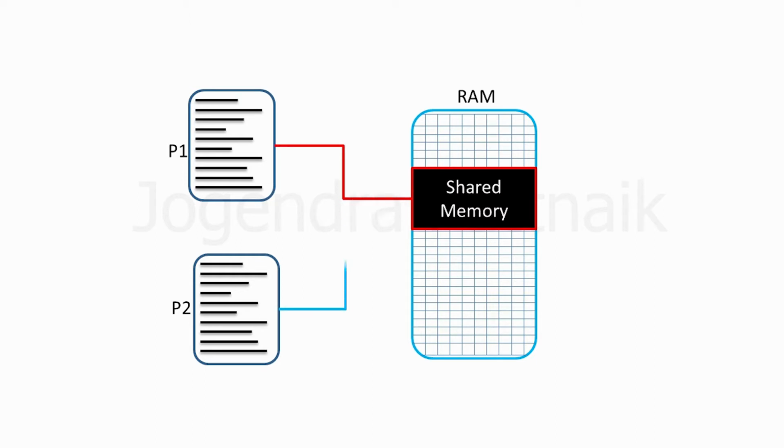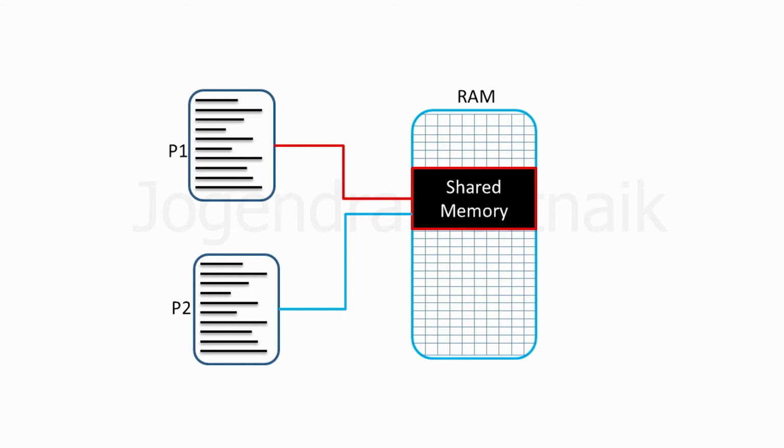Recall that normally the operating system tries to prevent one process from accessing another process's memory. Shared memory requires that two or more processes agree to remove this restriction. They can then exchange information by reading and writing data in the shared areas. The form of the data and the location are determined by these processes and are not under the operating system's control. The processes are also responsible for ensuring that they are not writing to the same location simultaneously.